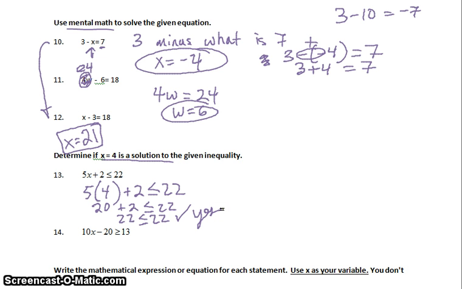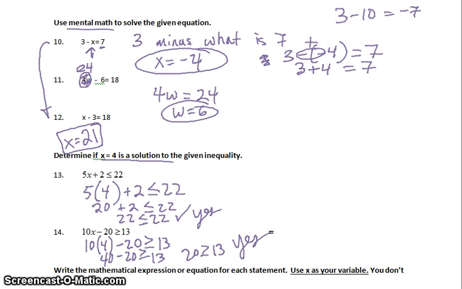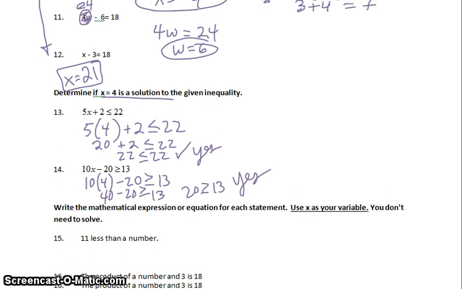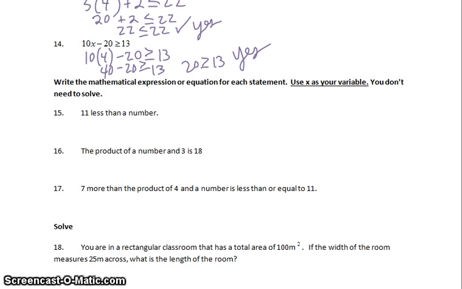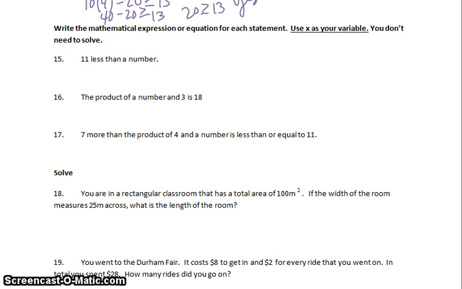Okay. Next one. Trying to see if 4 works again. So we're going to plug in 4 for x. 40 minus 20 greater than or equal to 13. 20 is greater than or equal to 13. So I write yes. Then 15, 16, 17, and then we might have to go into another video here.